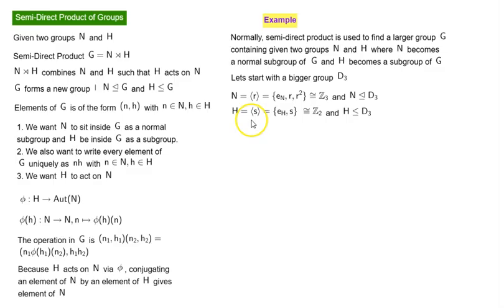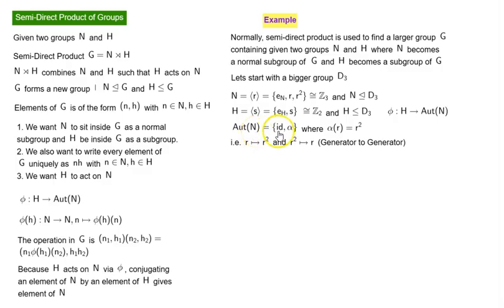H is the subgroup generated by S, which gives us {e_H, S}, where e_H is the identity of H, which is isomorphic to Z2. And H is a subgroup of D3. So since we already know this, I have mentioned it. Okay. Now, phi maps H to the automorphisms of N. Automorphism of N is equal to {ID, alpha}, where alpha of R is equal to R square, right?